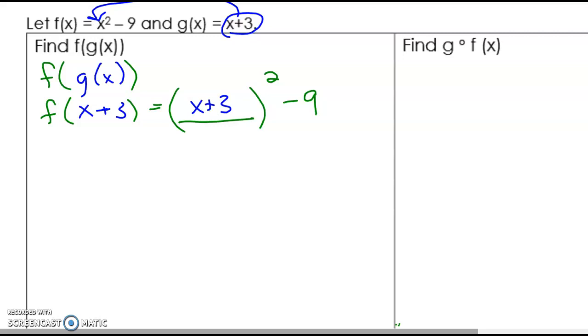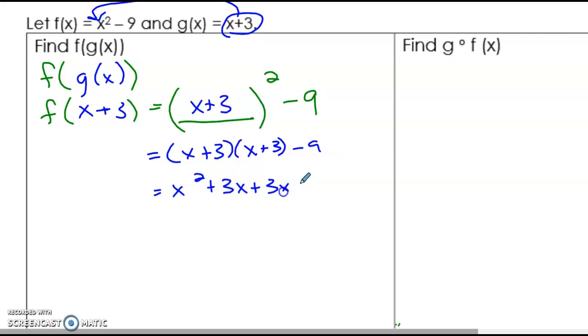From there, you can just continue to evaluate it. So how would I do x plus 3 squared? Well, that would be x plus 3 times x plus 3, and then minus 9. So first, outside and inside combined together is 6x, but I'll write that out. Outside, inside, and last. And finally, don't forget about that minus 9 that was on the edge. Okay, so the 9s will cancel. So when I plug the g of x equation into the f of x equation, I get x squared plus 6x.